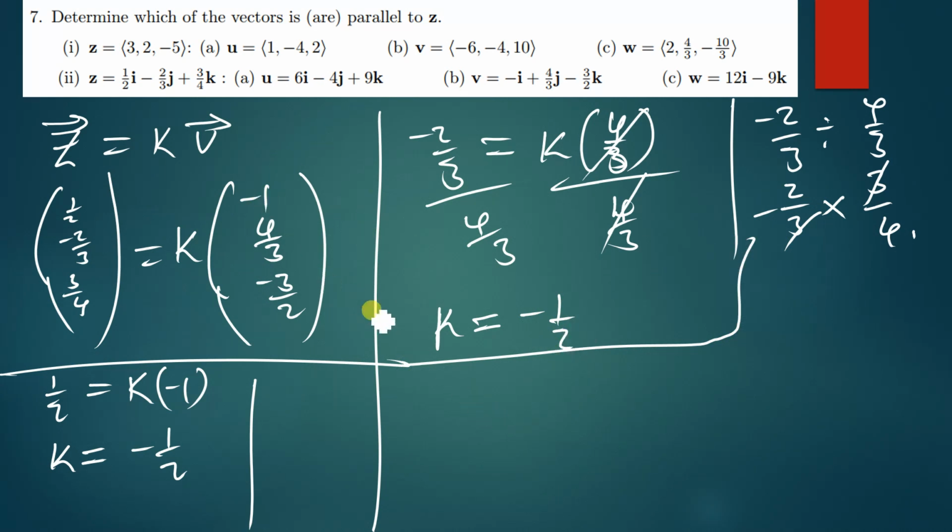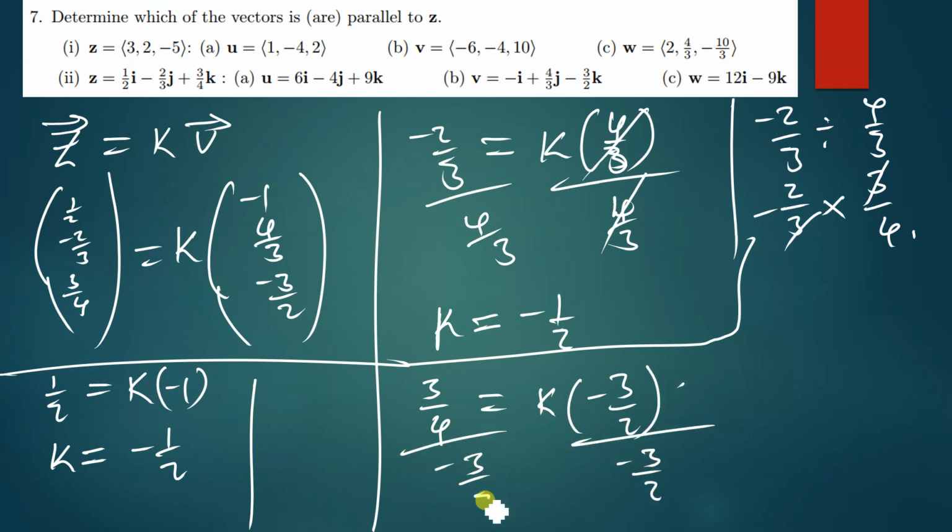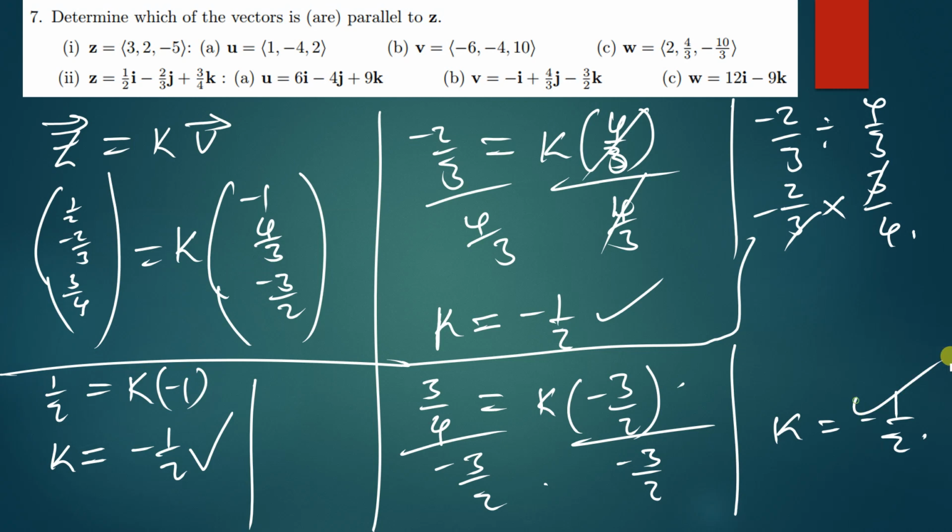We find the third value of k. We compare the last one, which is 3 over 4, is equal to k times negative 3 over 2. Divide by negative 3 over 2, and the value of k is negative 1 over 2 as well. So since the first, second, and third values of k are the same, we conclude that z is parallel to v, because z is equal to negative half v.